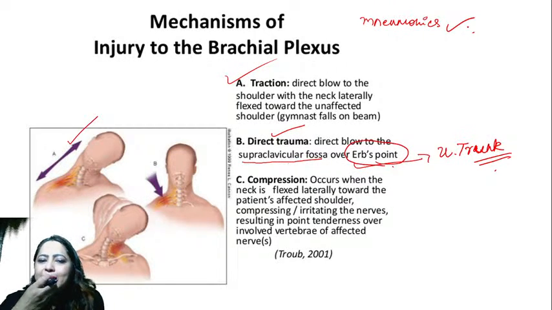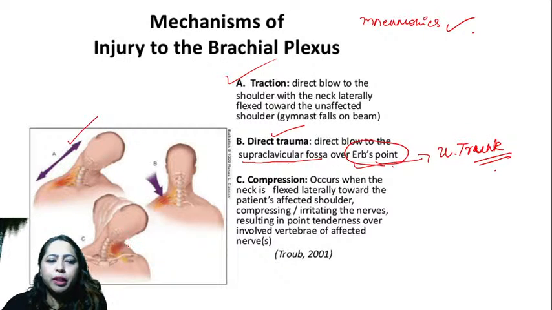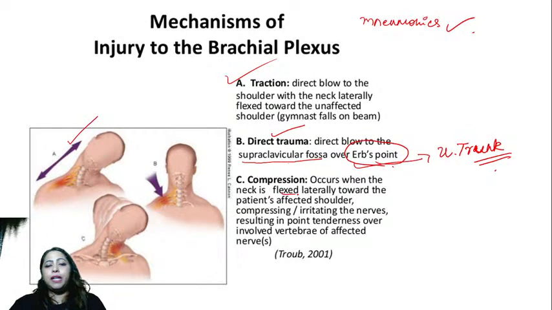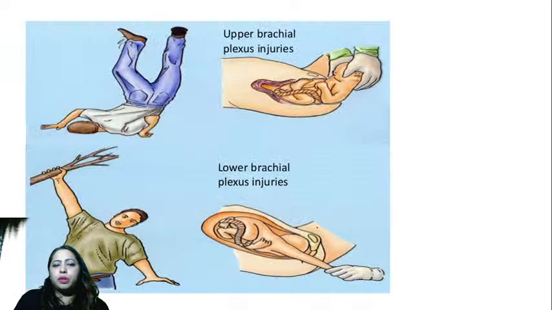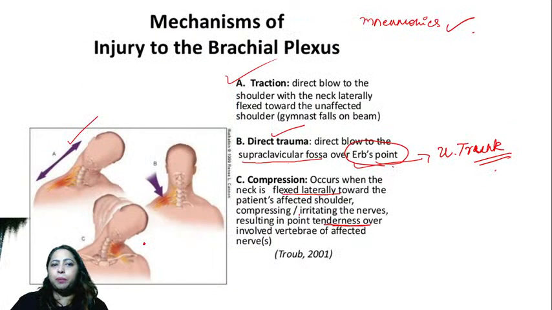Okay, next one is compression fracture. It could get compressed on one side. That occurs when the neck is flexed laterally, so that is on the affected shoulder. This side is affected and that side is flexed, and that can compress the structures within, and it can also be tender on the outside. So that is again one type of injury. There are three types: the traction type, direct trauma, and the compression type.